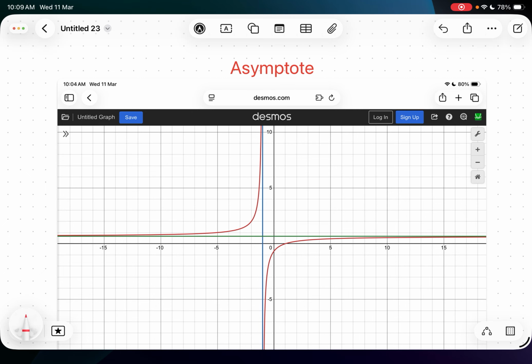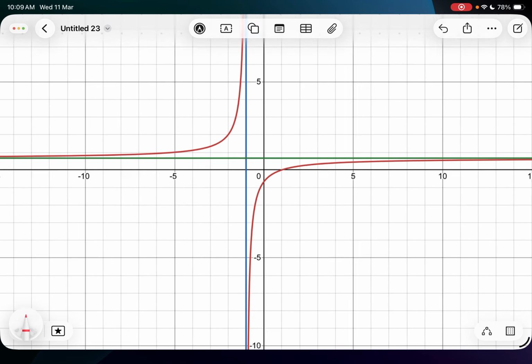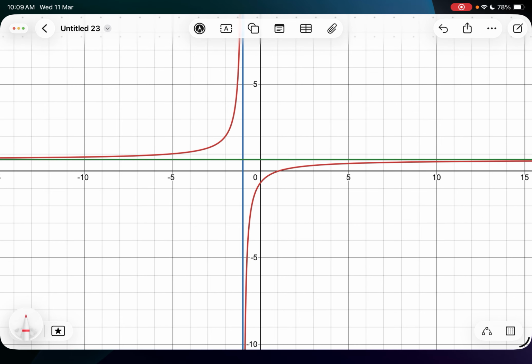So, what is an asymptote? Before we start, just observe that I have plotted two straight lines and two curves on the graph. You can see that the red is the curved graph, which is the graph for the equation y equals 2x minus 2 over 3x plus 3. This type of function is called a rational function.